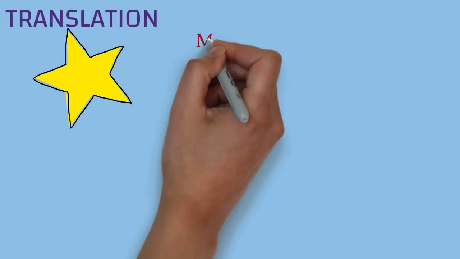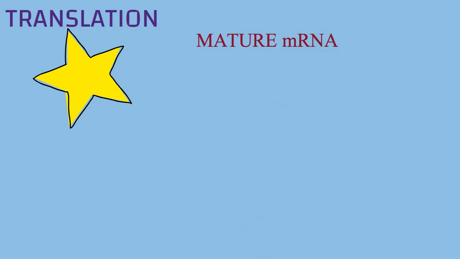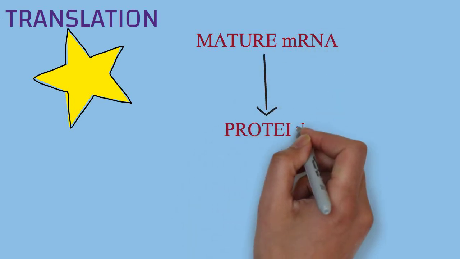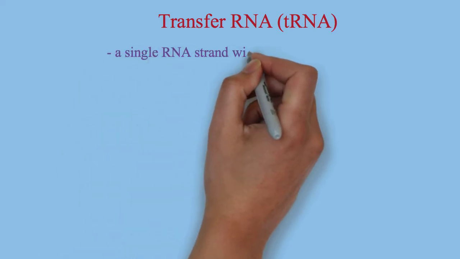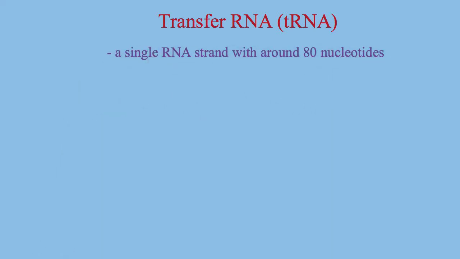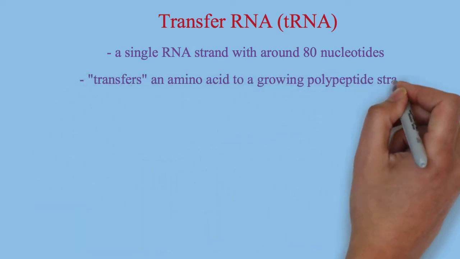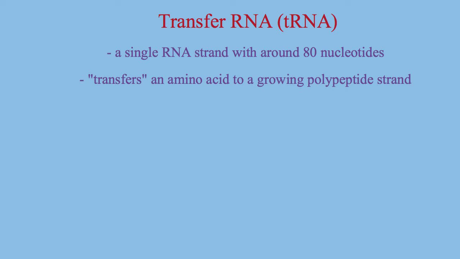So after post-transcription, we got a mature RNA. And now how do we turn that into a protein? So before we talk about that, we need to understand what transfer RNA is, or tRNA. Transfer RNA is a single RNA strand with around 80 nucleotides, so relatively small. It transfers an amino acid to a growing polypeptide strand.